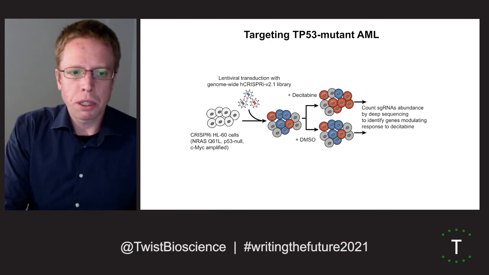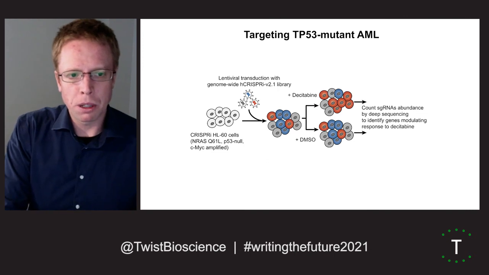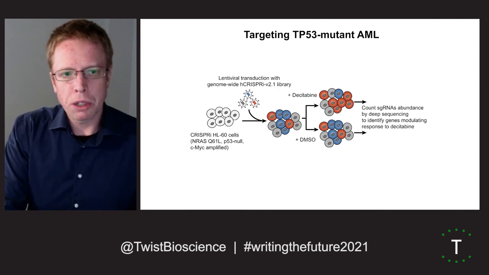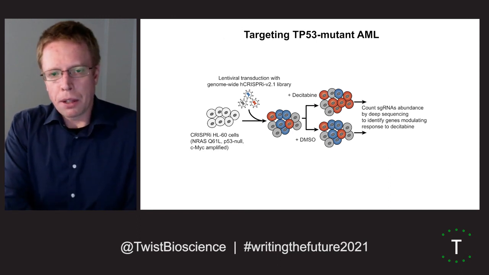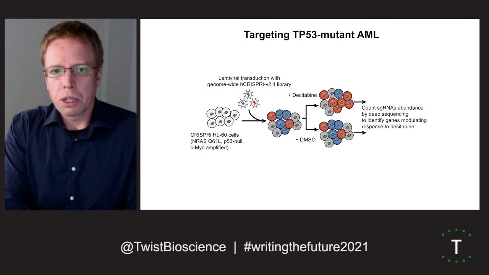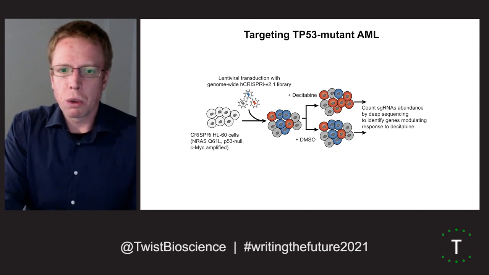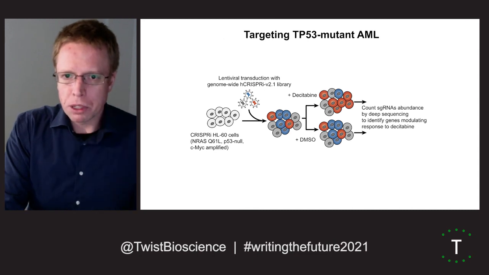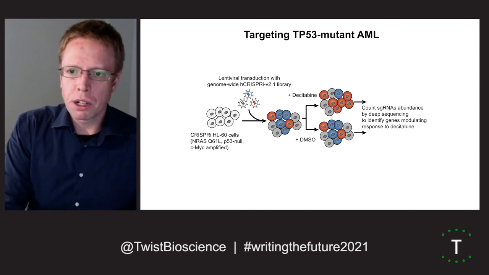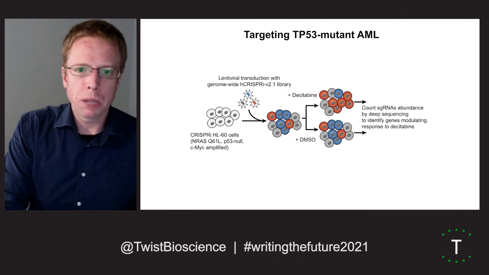So to do this, we again created an AML model of high-risk leukemia. We put in our CRISPRi machinery, and then we can expand the cells and transduce with a genome-scale library. And then we split the genome-scale screen into 2 arms, where we either treat with DMSO or this drug we're interested in, decitabine, for about 10 days. Then we extract sgRNAs and deep sequence to identify genes that modulate response to decitabine.